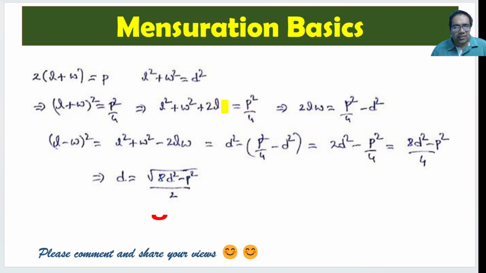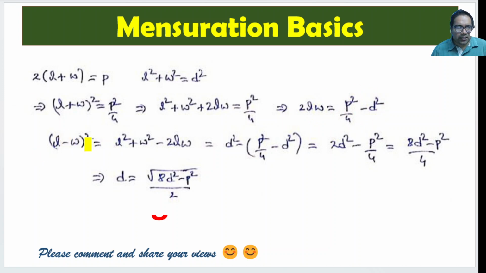Now with this, we can calculate what 2LW is. 2LW is P square by 4 minus (L square plus W square), which is anyway D square. L square plus W square is D square. Right. So LW we are able to put in terms of P and D.